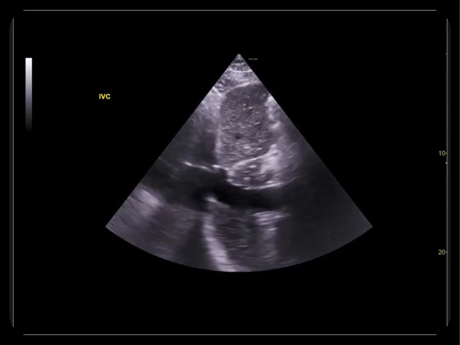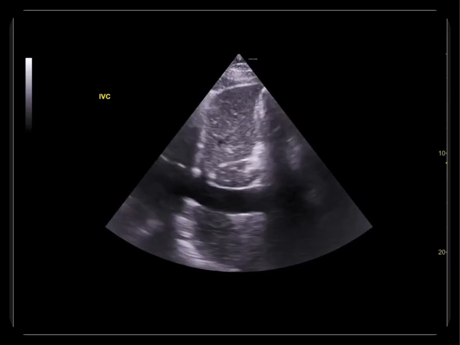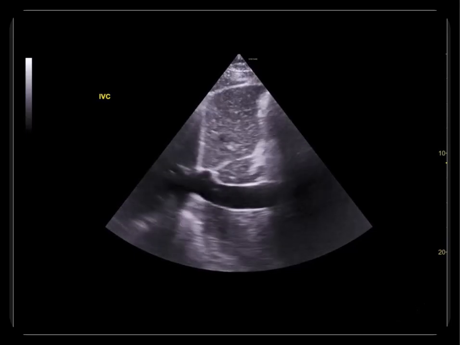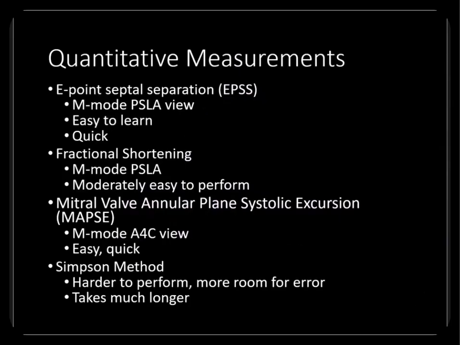Now, what about quantitative measurements of ejection fraction? We're going to review E-point septal separation, also called EPSS, fractional shortening, mitral valve annular plane systolic excursion, referred to as MAPSE, and the Simpson method. Let's begin with E-point septal separation.